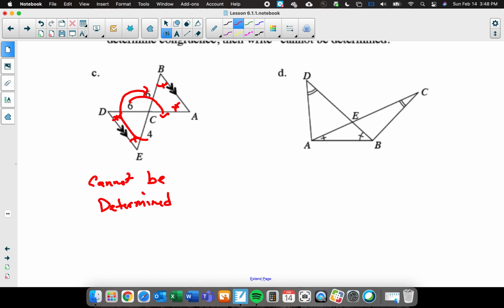At least not congruence, they can't. They are similar, we know that. But because the side lengths don't match up in your 1-to-1 ratio, that's why they're not congruent in this case.